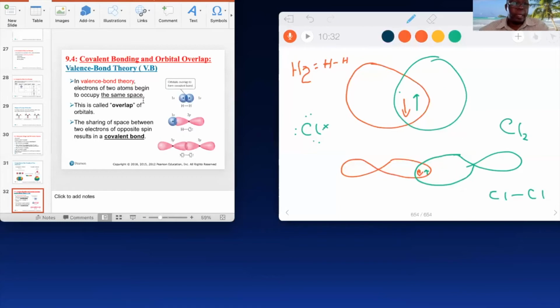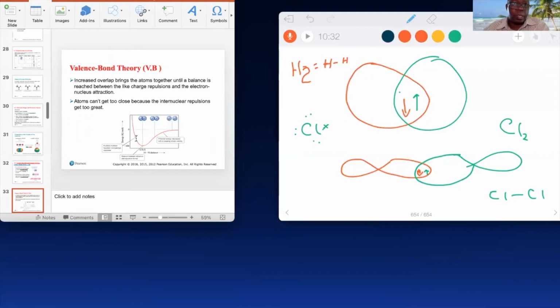And the core electrons in this case do not participate in the formation of the covalent bond. Sharing of electrons is portrayed by the shared electrons.